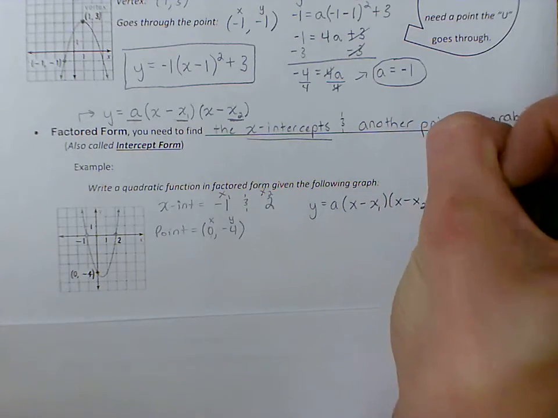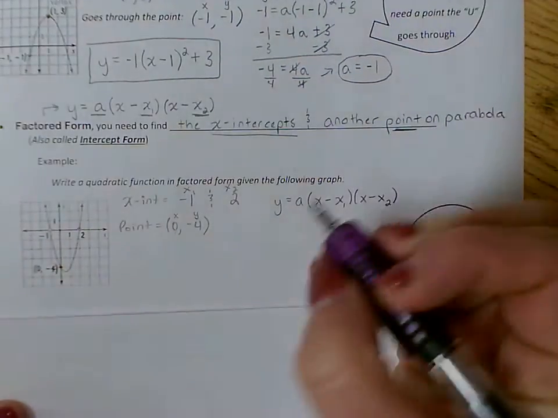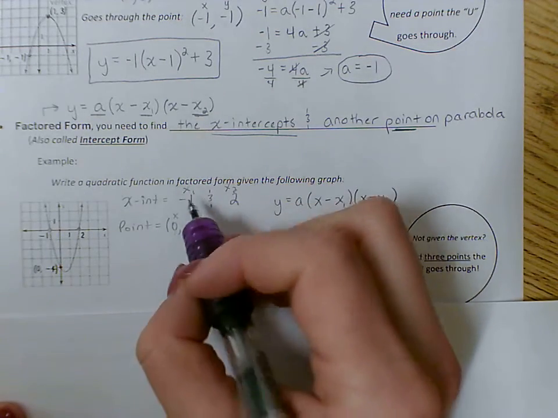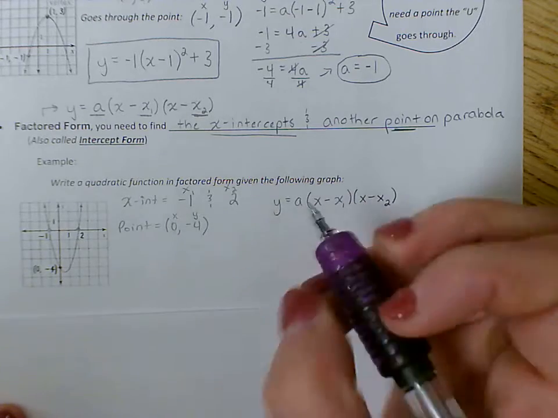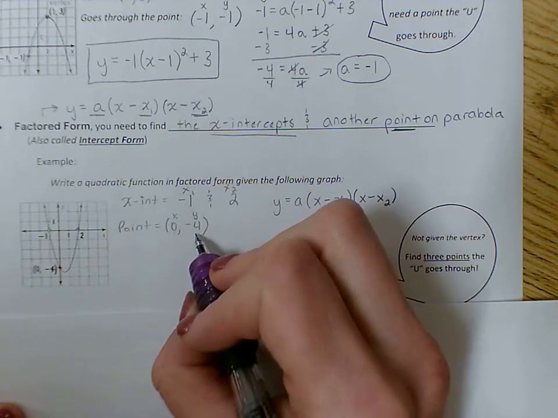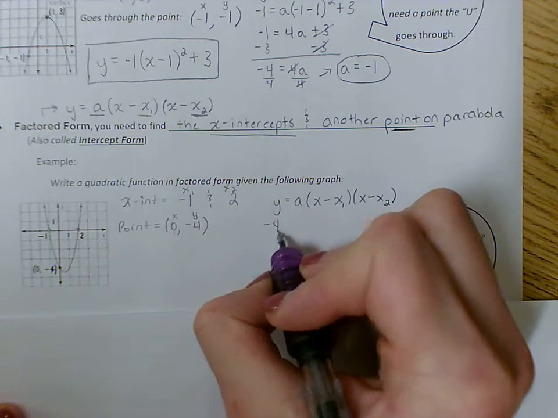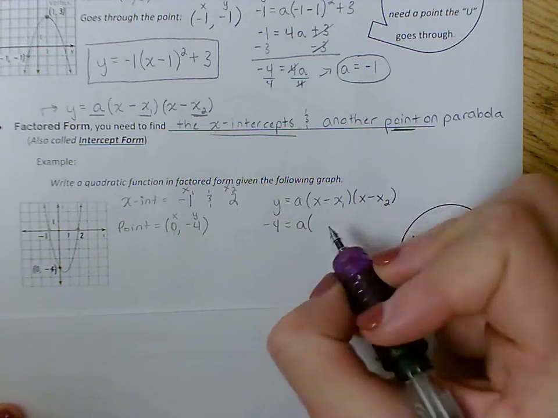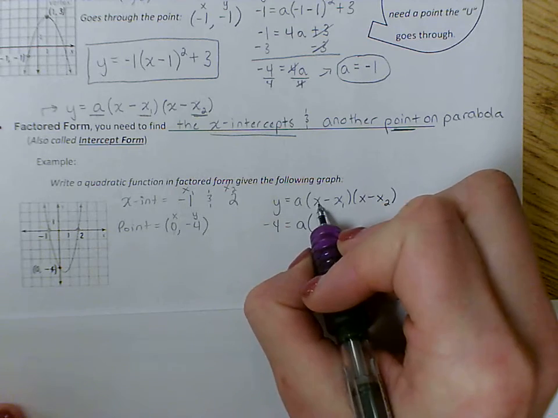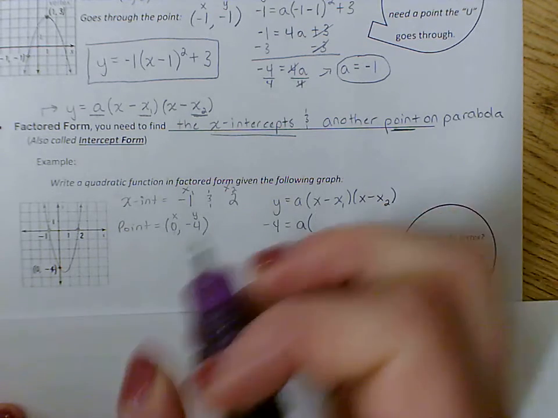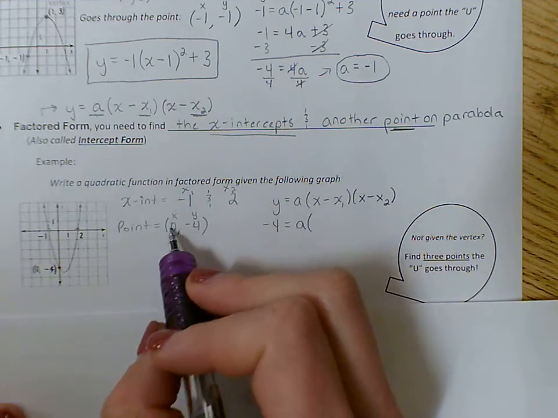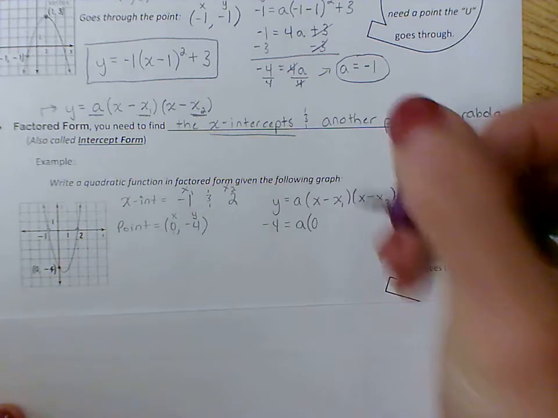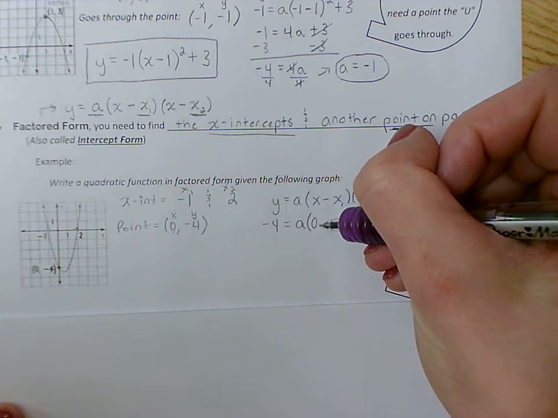So there's my factored form that I'm going to be plugging in for. And then all I have to do is plug in my information. It does help to label it so you know where you're putting it. So my y value is going to be my -4. I'm looking for a. That's the whole reason we do this, is to find a. Then my x value. This is the x value from the point that you've picked. So that would be 0. Everywhere I have an x, I'm plugging in a 0.